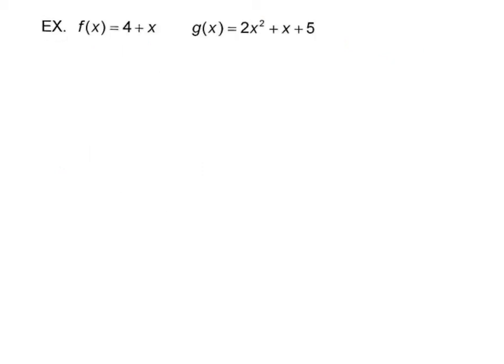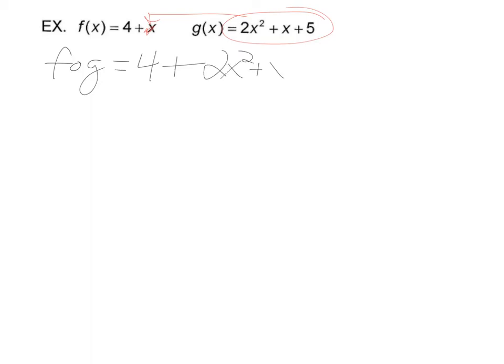Same instructions. Now we have, first of all, f of g, and we're going to take the entire g function and put it where the x was in the f function. So we'll have 4 plus, and now where the x used to be, we write 2x squared plus x plus 5. And I have some like terms to combine. So that would turn out to be 2x squared plus x plus 9.